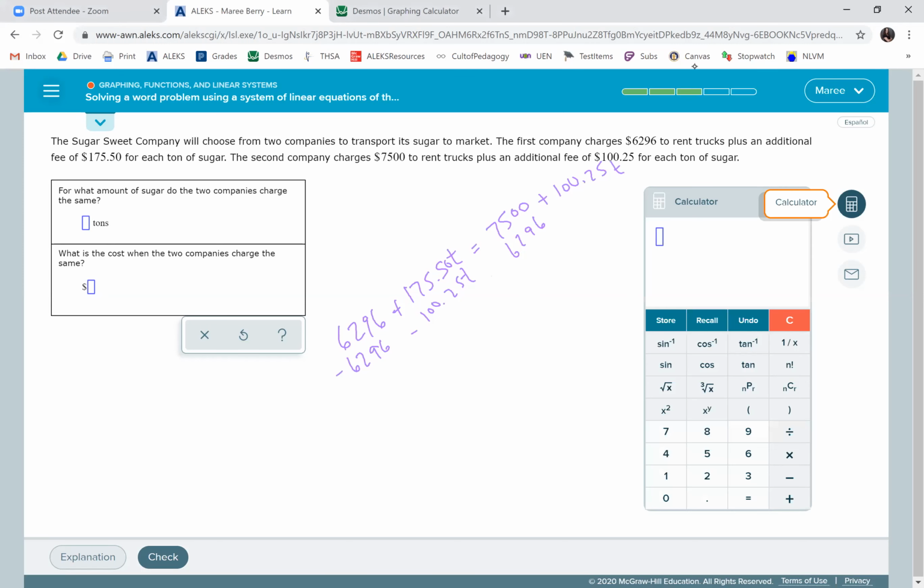So I'm going to do 175.5 minus 100.25. Let me guess, 75.25. And then I have 7,500 minus 62.96. And I'm going to divide that by 75.25. That'll give me the tons, which is 16. And then I'm going to plug that into, like, say, the first one.